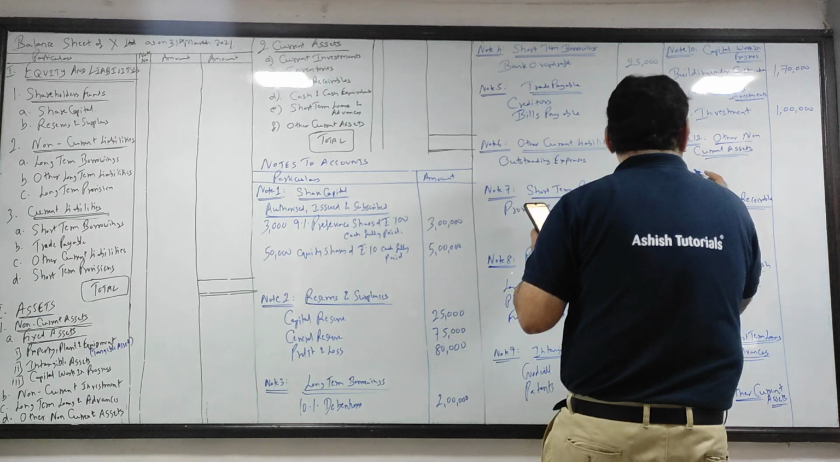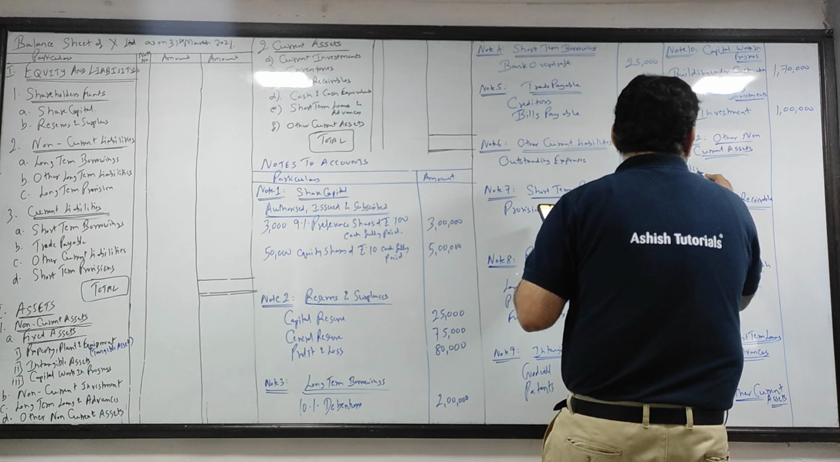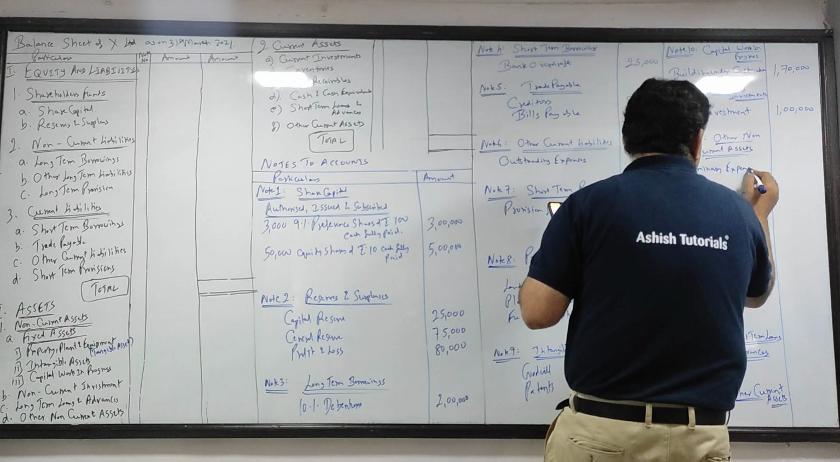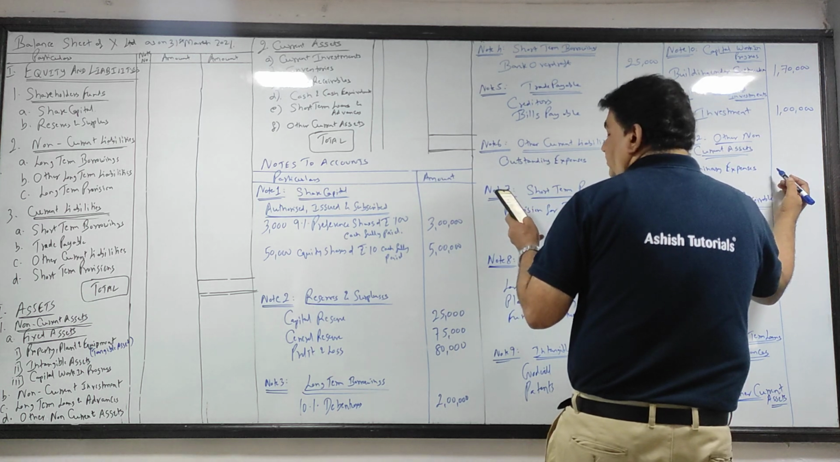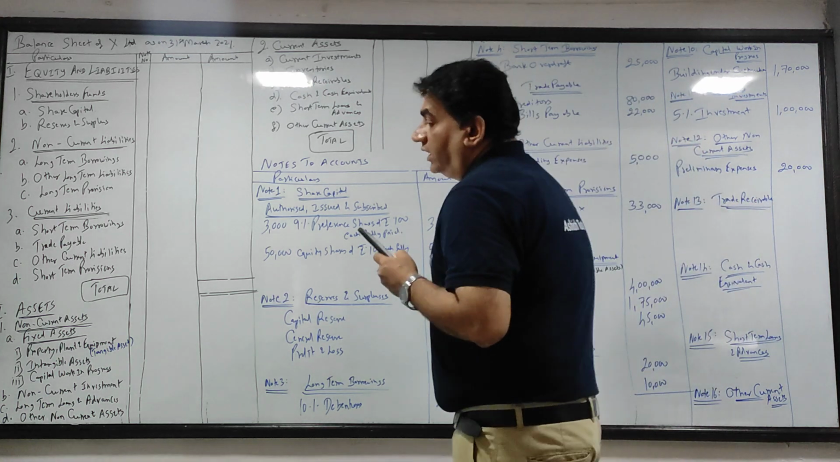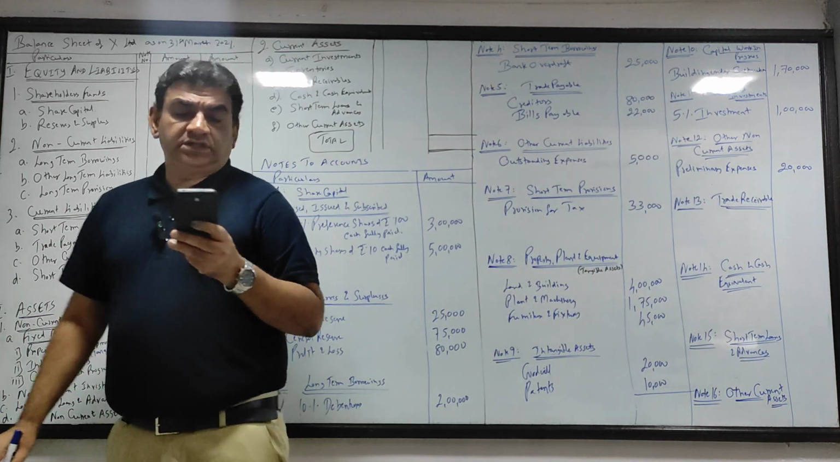Preliminary expenses, as I told you, fictitious assets, and all fictitious assets will be a part of other non current assets. So come to other non current asset, right there. Preliminary expenses 20,000. Preliminary expenses 20,000.